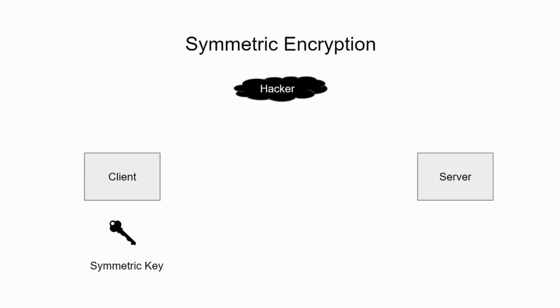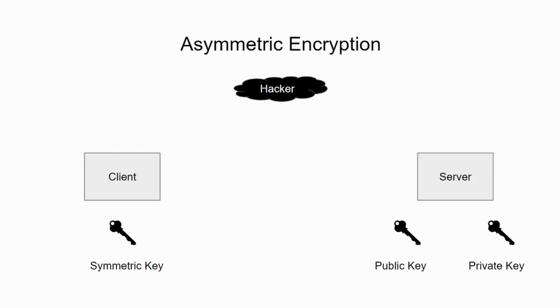We need to have a solution that ensures that the symmetric key of the client gets to the server without the hacker getting a hold of it. So there's asymmetric encryption. The hacker is trying to sniff the data as usual. The client has a symmetric key that can encrypt and decrypt the data. This symmetric key can only decrypt data that it encrypted. On the other hand, we have the server who has a public key to encrypt the data, which can only be decrypted by the server's private key.